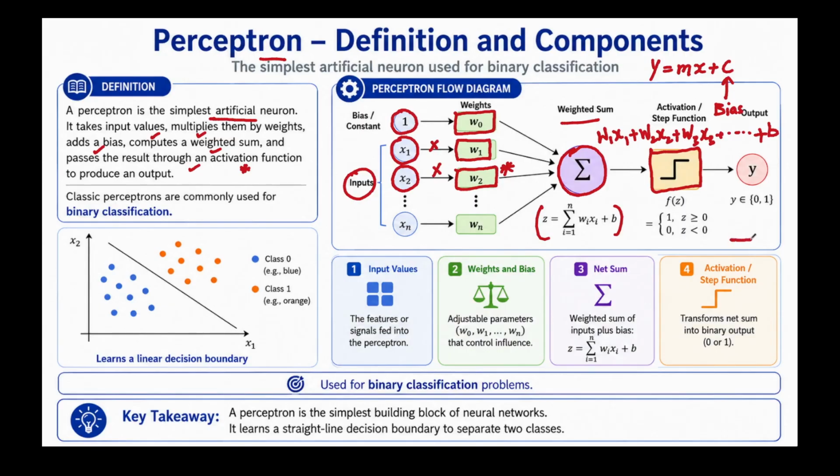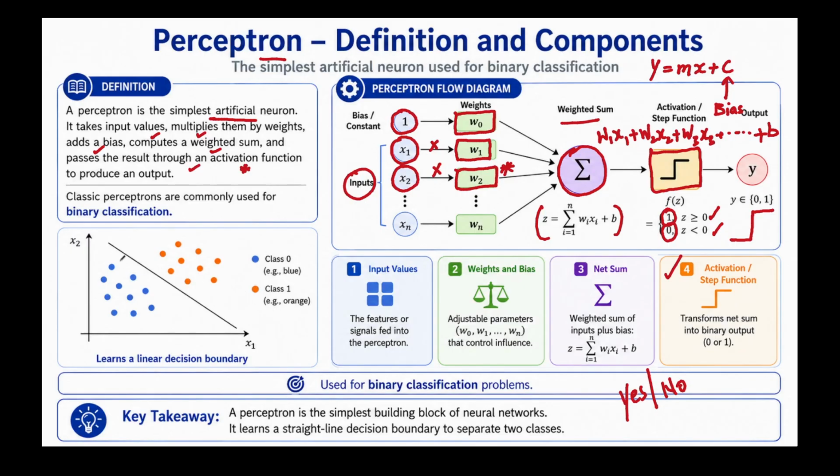In a classical perceptron, the activation function is often a step function. So if z is greater than or equal to 0, the output is 1. If z is less than 0, the output is 0. We will discuss more about the activation function in the next episodes. So that's why classical perceptron is mainly used for binary classification problems. Binary classification means only two possible classes. For example, spam or not spam, dog or not dog, class 0 or class 1, yes or no, these kinds of questions.